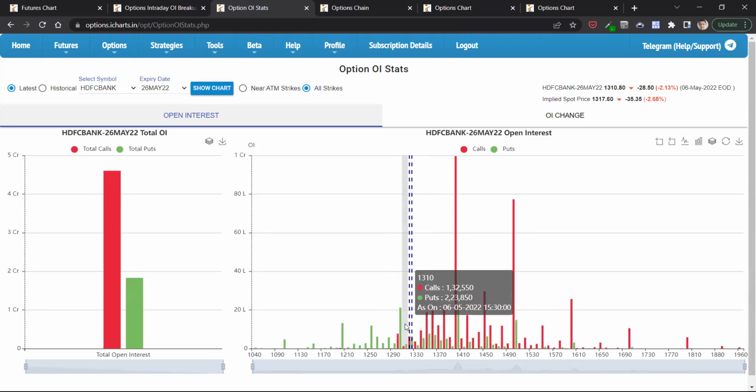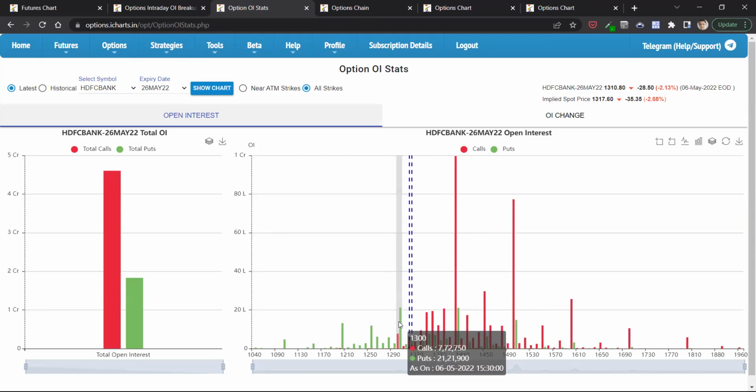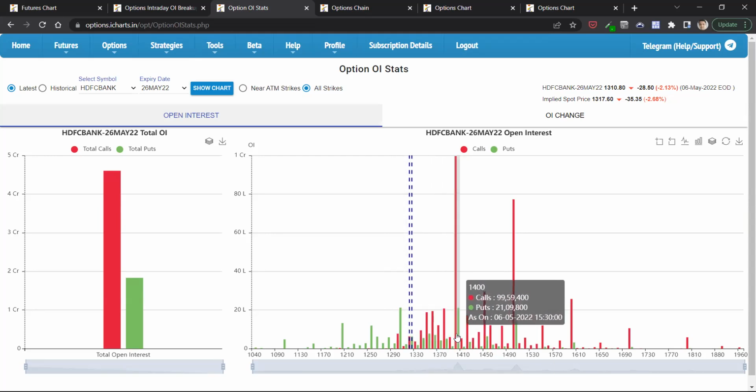But if price even comes to 1300, you will see that this will go away. So you have to be careful. This is fine as a concept, but it may not hold. That is what I'm saying. You have to be careful with this.